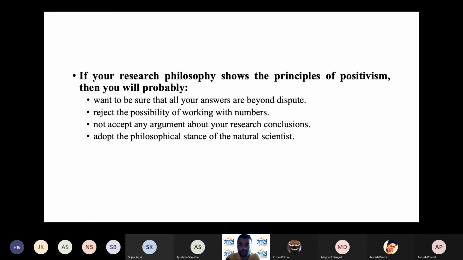Since the positivism philosophy has been developed from the natural sciences, it is a philosophical stance that is adopted by natural scientists. They focus on observation and measurement. They do not take any opinion, perception or experience from anyone, or from the researcher himself. They simply focus on what they can measure and what they can observe. They will only consider that as fact. So that is the thing you need to consider.